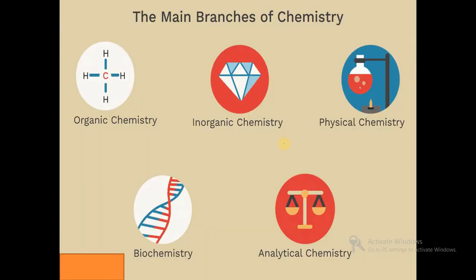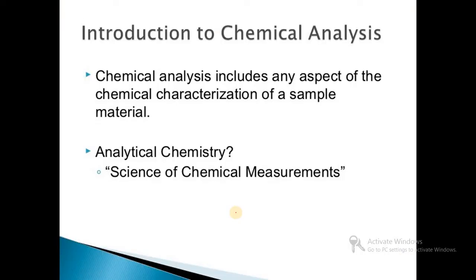Introduction to Analytical Chemistry, we have already discussed the main branches of chemistry, that is organic chemistry, inorganic chemistry, physical chemistry, analytical chemistry and biochemistry. So these are the main branches of chemistry. Then in the case of introduction to chemical analysis, chemical analysis includes any aspect of the chemical characterization of a sample material, that is, characterization of the sample material takes place in the chemical analysis.